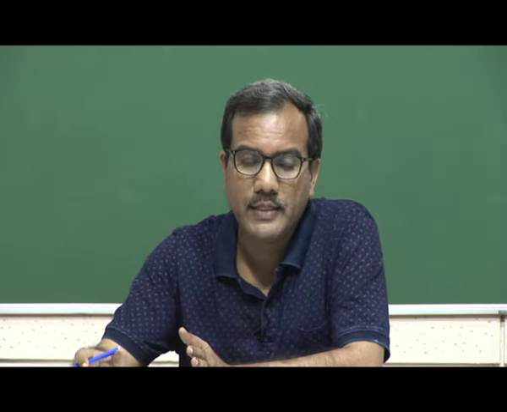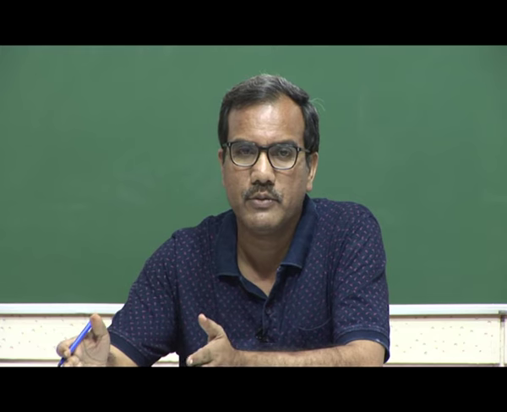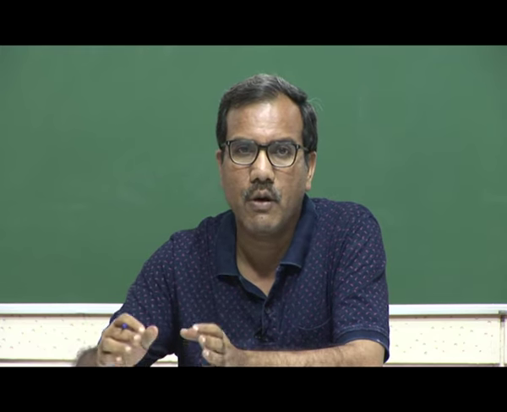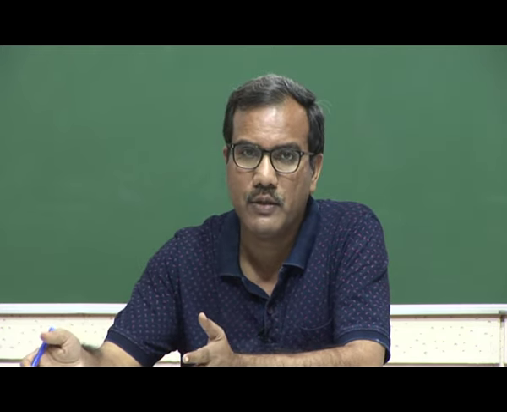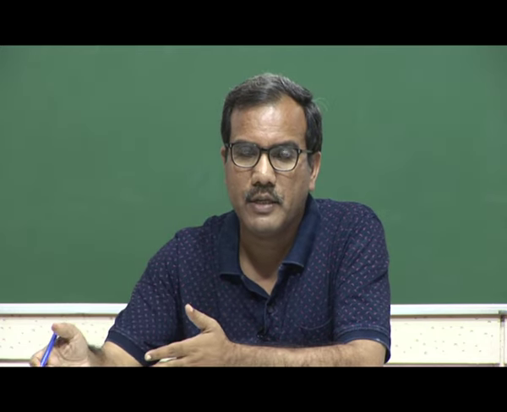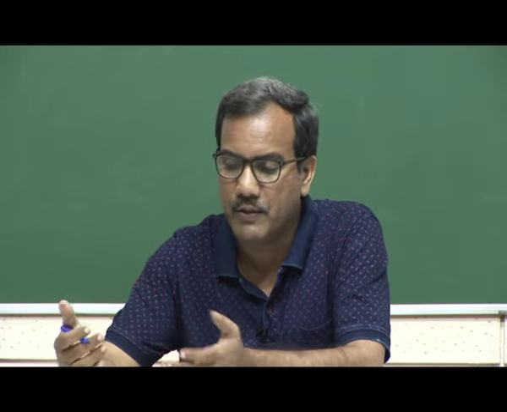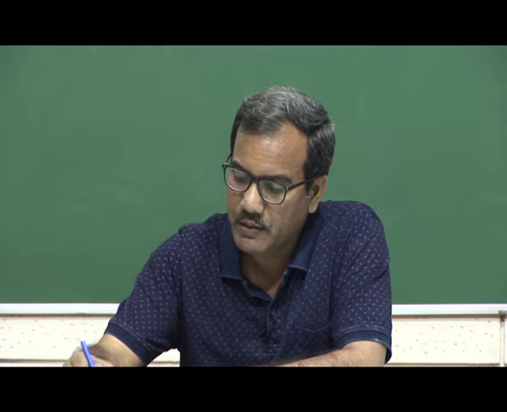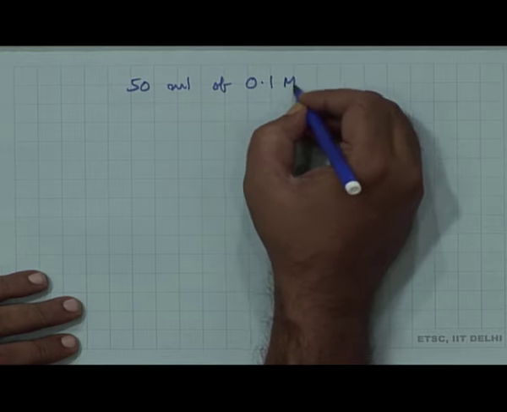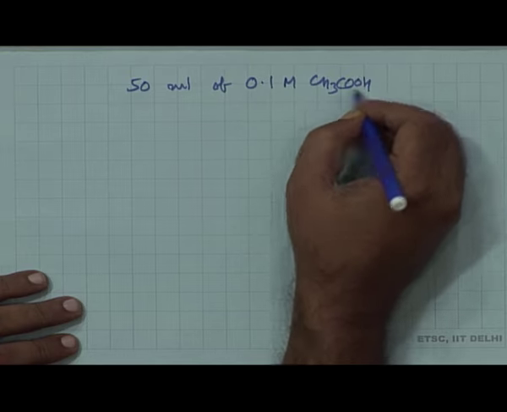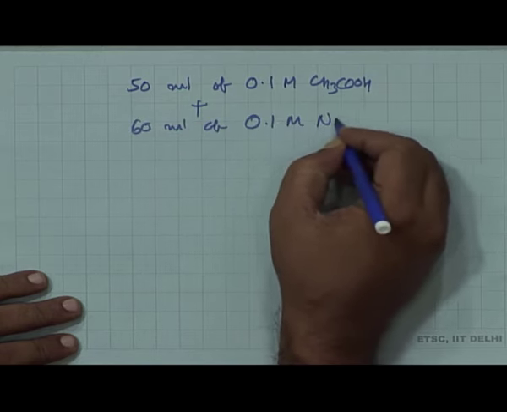So, now neutralization has happened. You have added 50 ml of NaOH to 50 ml of acetic acid, and all acid has gone to salt, no base is left, no acid is left. Now, if we further add NaOH, suppose 10 more ml of NaOH is added. So, we are dealing with a solution which has 50 ml of 0.1 molar acetic acid and 60 ml of 0.1 molar NaOH.